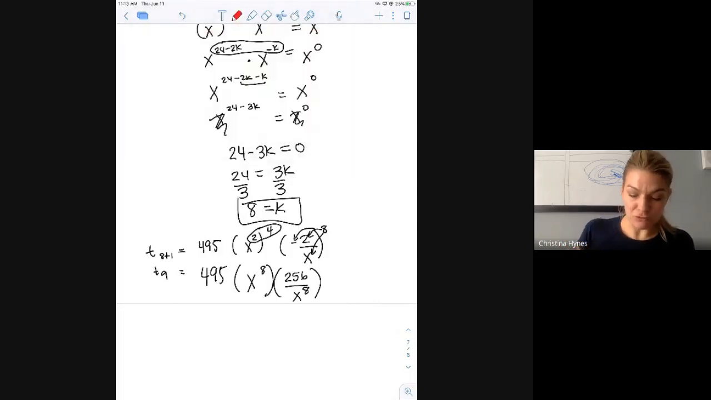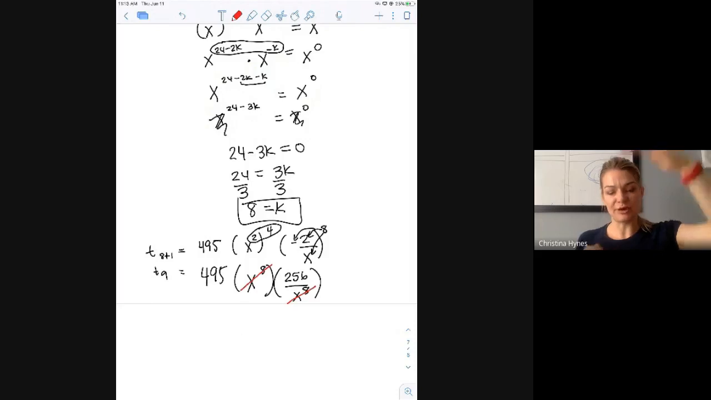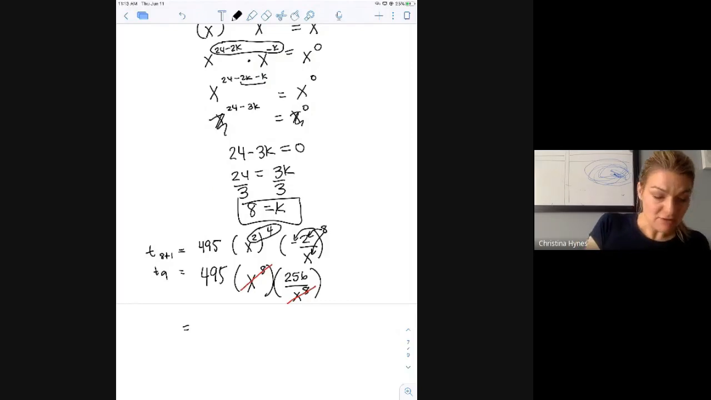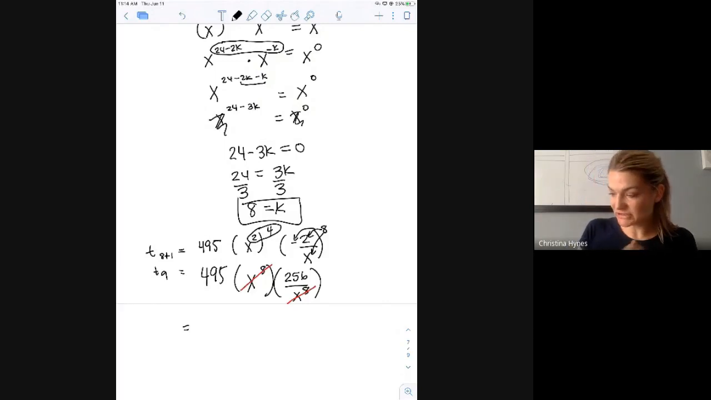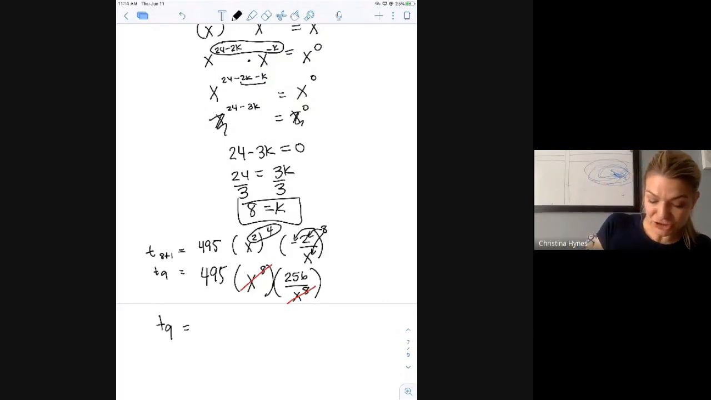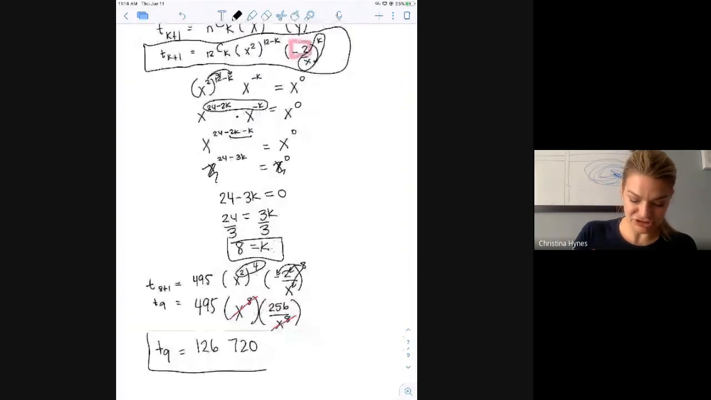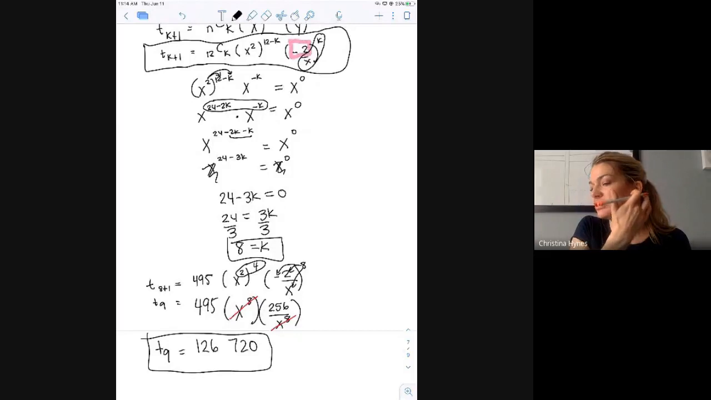So remember, all that work before was just to find out what our k value was that would make these guys cross each other off. So as you can see, I have x to the power of 8 in the numerator and x to the power of 8 in the denominator. So they cancel each other off, leaving us with 495 multiplied by 256. So if you put that into your calculator, that's what term 9 is, 126,720. So that's our final answer. So you shouldn't have any variables because the question is saying what is the constant term, okay? So that is the final answer for question 4A that I took from your textbook.